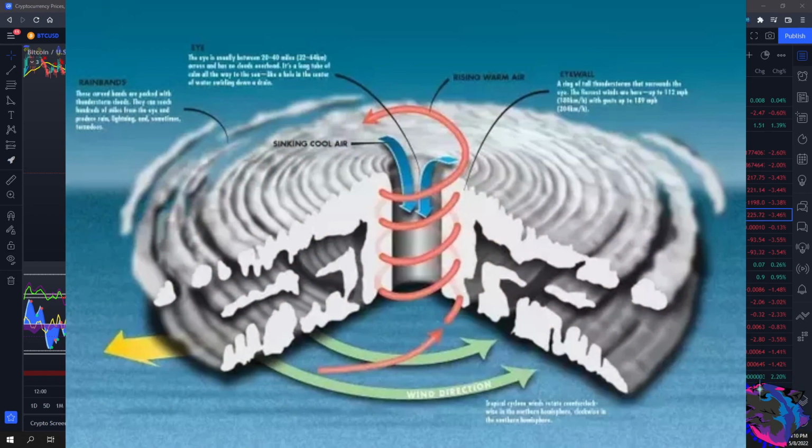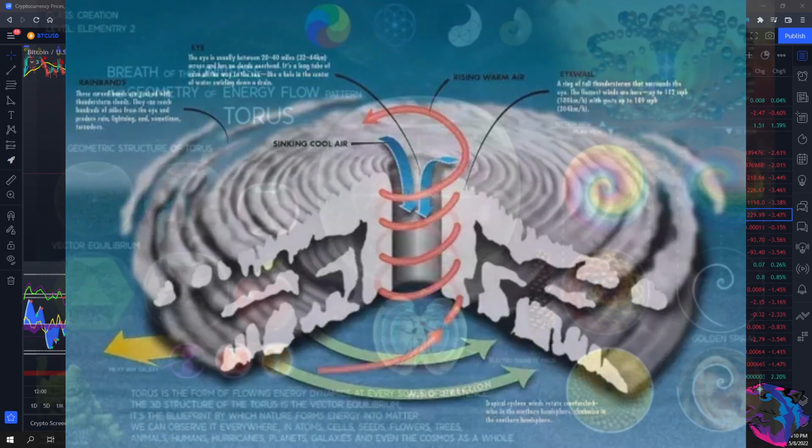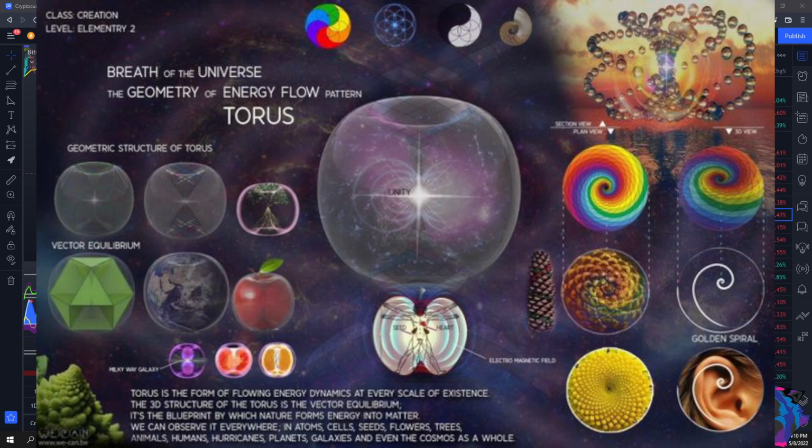But another interesting tidbit, it doesn't even have to be a concrete object. I get that magnetic fields don't seem all that concrete, but they do exist. But it could be a system or even something abstract. In this case, we have a hurricane. And sure enough, it does generally have that shape, that energy flow geometry of a torus as well. So it's interesting how all these patterns just show up all throughout nature. But again, like I said, it doesn't have to be something concrete.